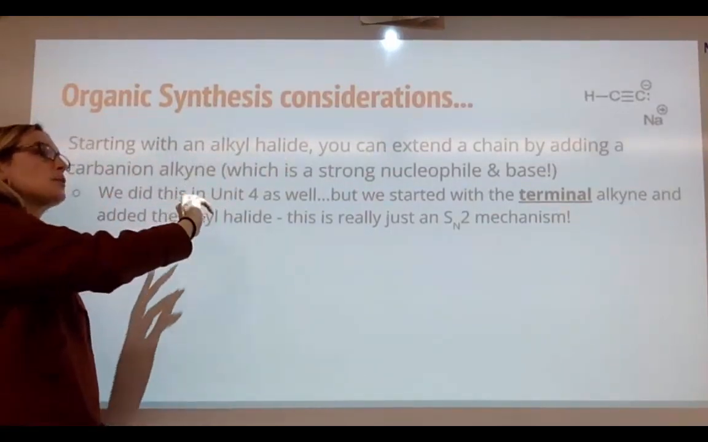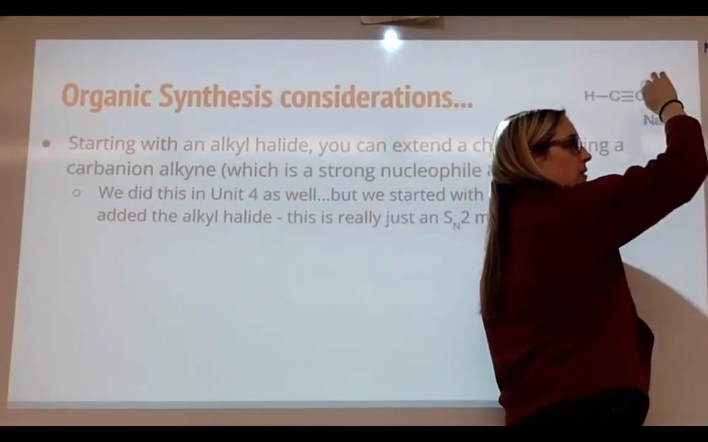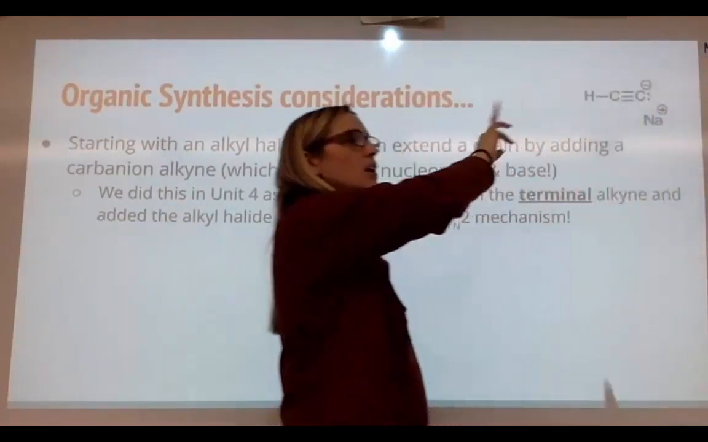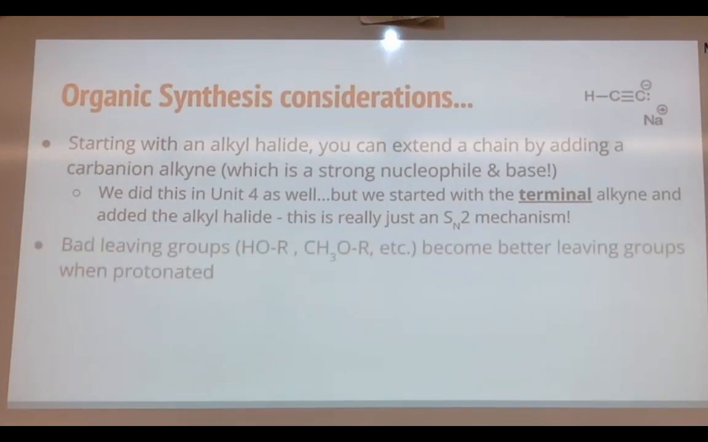So before, what we did is we had our terminal alkyne, and then we put an alkyl halide above the arrow. We can think about it the other way too. And we're going to see what this looks like when we get into the practice. When you add a carbanion alkyne, that's actually just substitution, because it's a strong nucleophile and a strong base. We did this in Unit 4, we just switched it. We started with the terminal alkyne and we added the alkyl halide. This is just SN2, where you're just substituting. So we're going to look at what this actually looks like when we do a synthesis problem.